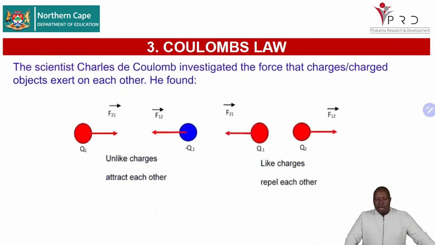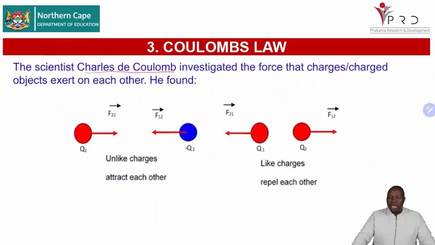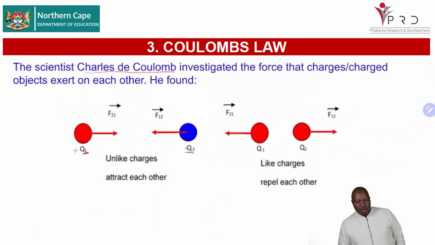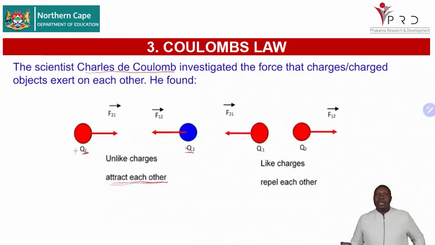Now, Coulomb's law, just a background there to say, remember, it's Charles de Coulomb who investigated the force that charges or charged objects exert on each other. Hence, we call it Coulomb's law. Now, we are simply saying here, if you are having like charges, like a positive and a positive, they will repel. But if you are having unlike charges, Q1 and Q2, the red one is positive, the blue one is negative there. You are able to see that unlike charges, they will attract each other, which means they will have an electrostatic force of attraction.